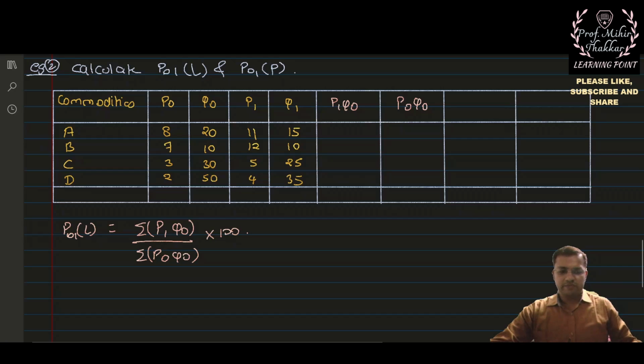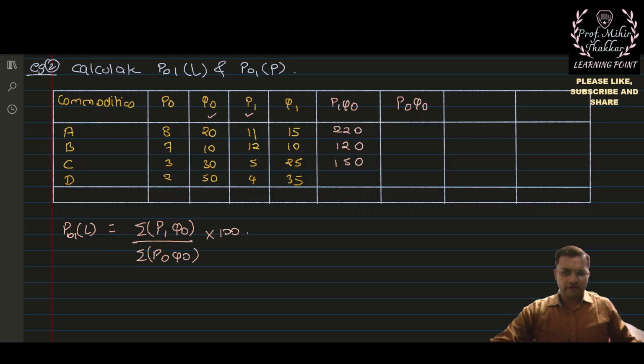So guys, when I multiply the values of P1 Q0, so this is your P1 value and Q0 value. So 11 into 20, 220. 12 into 10, that will give you 120. 5 into 30, 5 into 3 is 15, so 150.